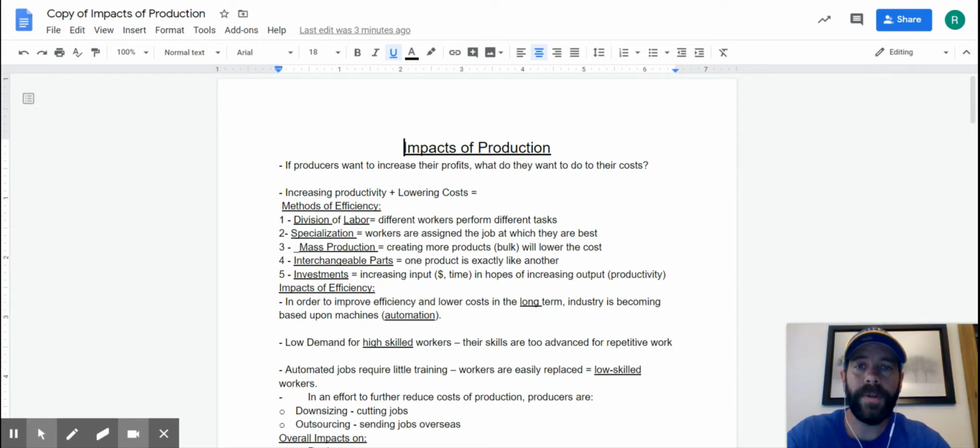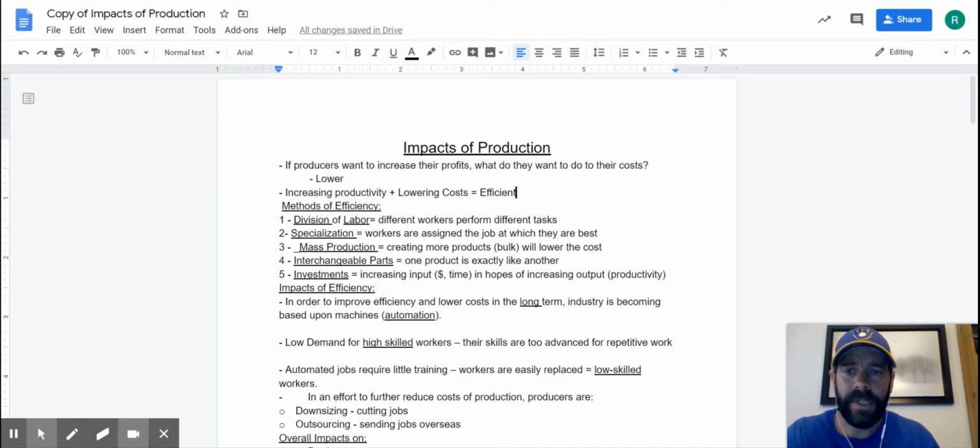But what we're focusing on here is how producers can modify their production in order to be more efficient. The goal of producers, of course, is to earn profit. If they want to do that, understanding that profit is the difference between sales and costs, they would want to find ways to lower their costs. They can lower their costs but are still producing more at the same time. We refer to that as being efficient.